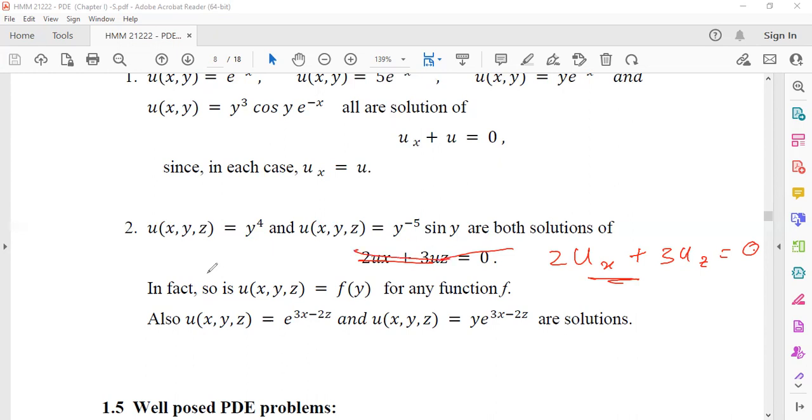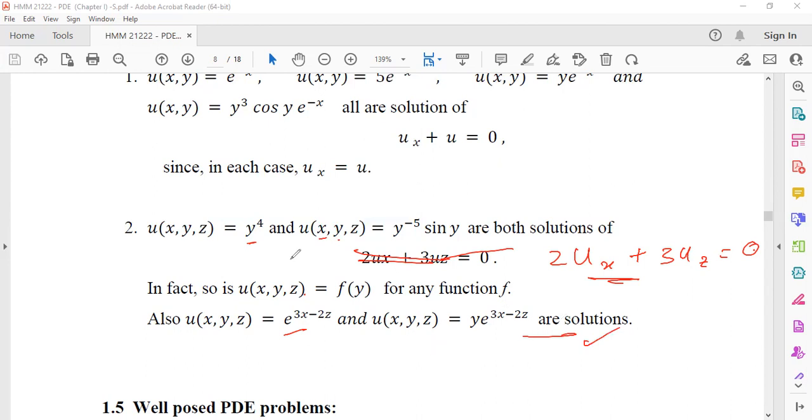Also, they are saying something else. What is it? In fact, so is u, because it has the independent variables x, y. There's no z. u(x, y, z) is equal to f of y for any function f. u = e^(2x - 2z) y, as well as y e^(3x - 2z), are also solutions.